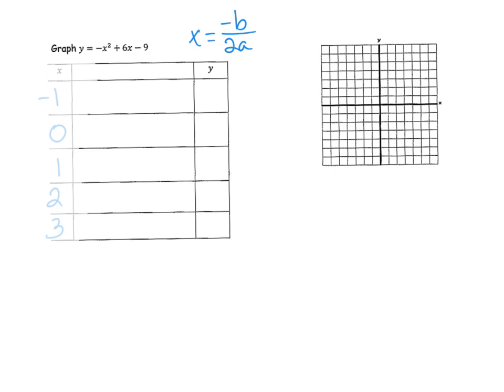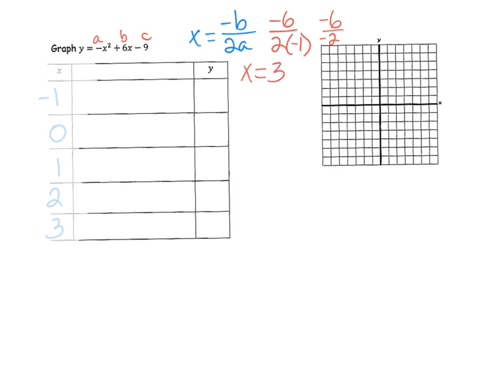Okay. Let's find the vertex, negative b over 2a. So, what is negative b? Negative 6 over 2 times negative 1. Okay, what is that then? Negative 6 over negative 2. What is the first number in the ordered pair of my vertex? Positive 3.